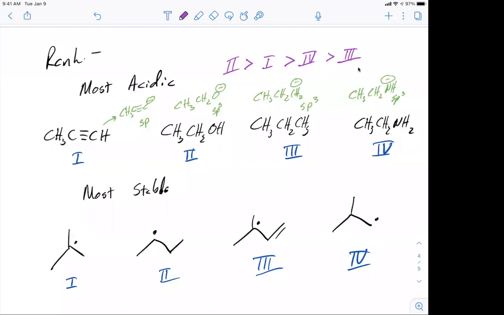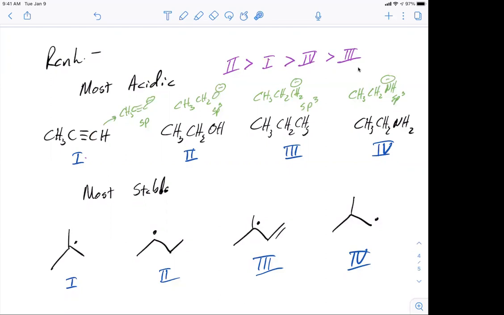Remember that we use 4 to deprotonate 1. That's how you can keep that one straight, is that 4, the amide, the nitrogen, deprotonates the 1. Right, so this type of species deprotonates this type of species. That's why we know the order of those two.